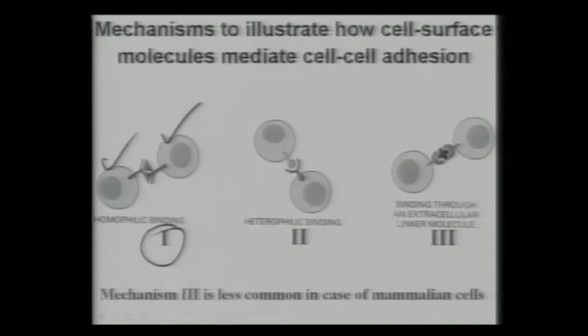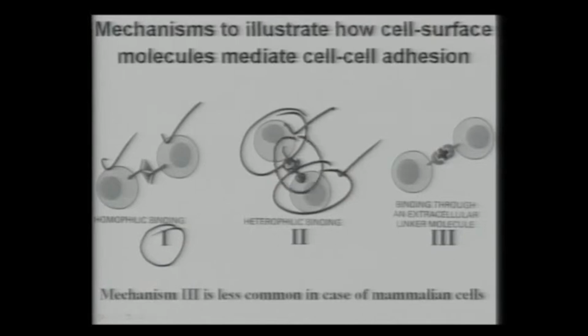The other is called heterophilic binding. Heterophilic means again two different cell lines, or it can be the same cell lines, and one type of protein molecule is coming from one cell. So if it is protein molecule type X from one and protein molecule type Y from the other, they form a bond here.